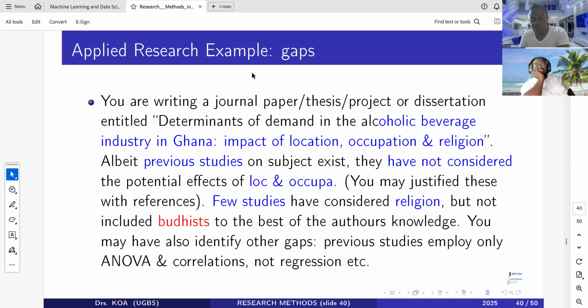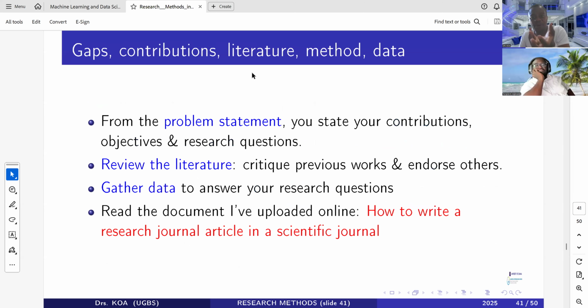Again, you would have done all of this. And from the problem statement, you normally would state your contributions, objectives, and the research questions. You would have reviewed the literature and critiqued the previous studies. You would have gathered data to answer some kind of hypothesis or research questions that you have. If you want to know how to do all of this, there's a document called How to Write a Research Journal Article in a Scientific Journal, an MIT paper. You can look at it.